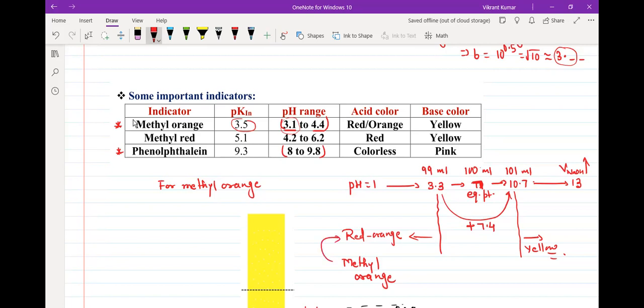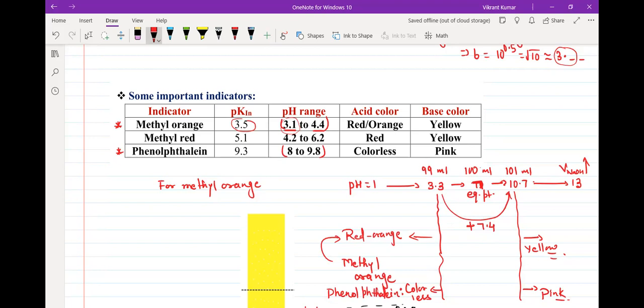ये तो मिथाइल ऑरेंज की कहानी थी। If I say phenolphthalein, now tell me, colorless. Before this point it was colorless, after this point pink, है ना? तो it doesn't matter कि उसका pKin और pH at equivalence point से मैच करता है या नहीं करता है, that's the practical part we are talking. If it simply changes the color in the sharp range of that change in pH near equivalence point, we can use that as appropriate indicator.